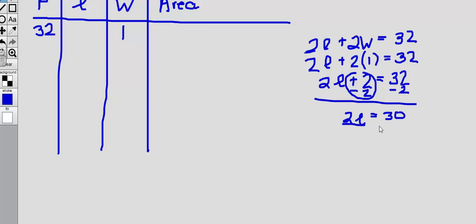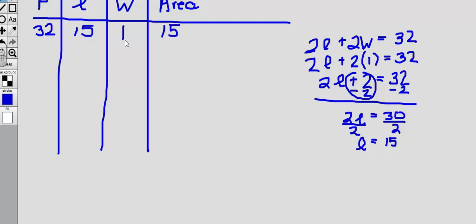And if we divide by the coefficient, which is 2, on both sides of the equation, we end up getting 15 for L. Alright, so if the length is 15, and we find the area by multiplying the length times the width, that means the area would be 15.